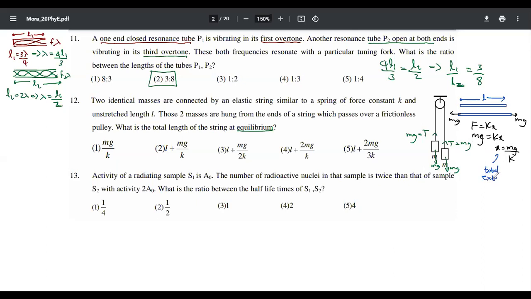So if x is the total extension, what is the total length? Total length is going to be equal to initial length plus x, that is L plus mg over k. Therefore, the answer is the second one. Now, I know some of you have an issue there. How did I take mg here instead of f?